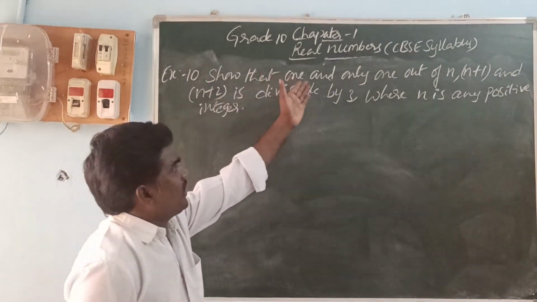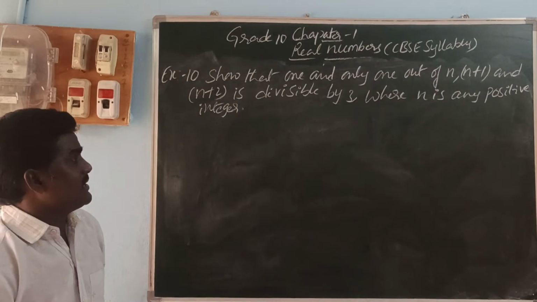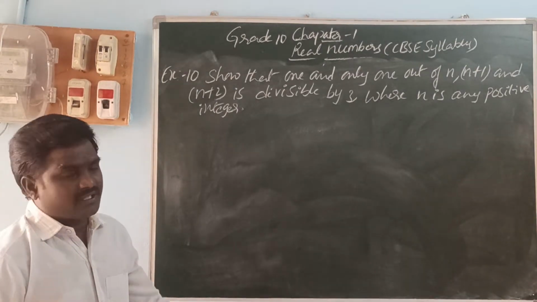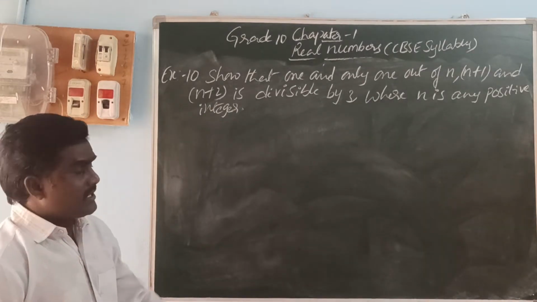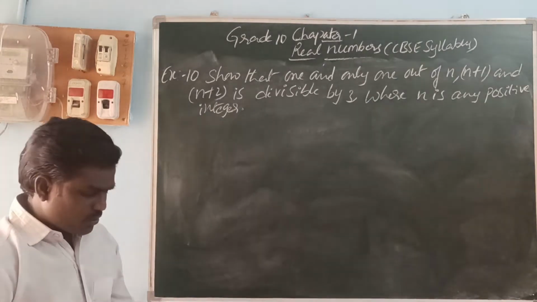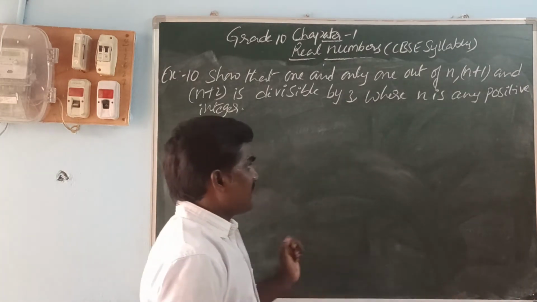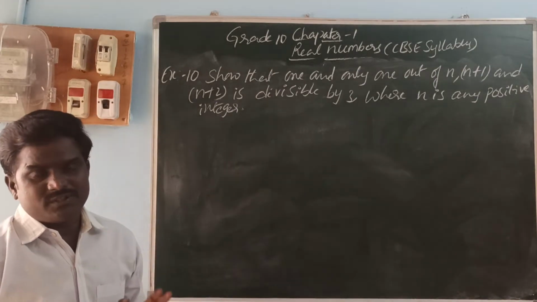Show that one and only one out of n plus 1 and n plus 2 is divisible by 3, where n is any positive integer. Here they have given that the divisor is 3 and the integer is n. Here the quotient we don't know. Let us take the quotient as q and the remainder as r. How can we get the remainder values? By using Euclid's division lemma.